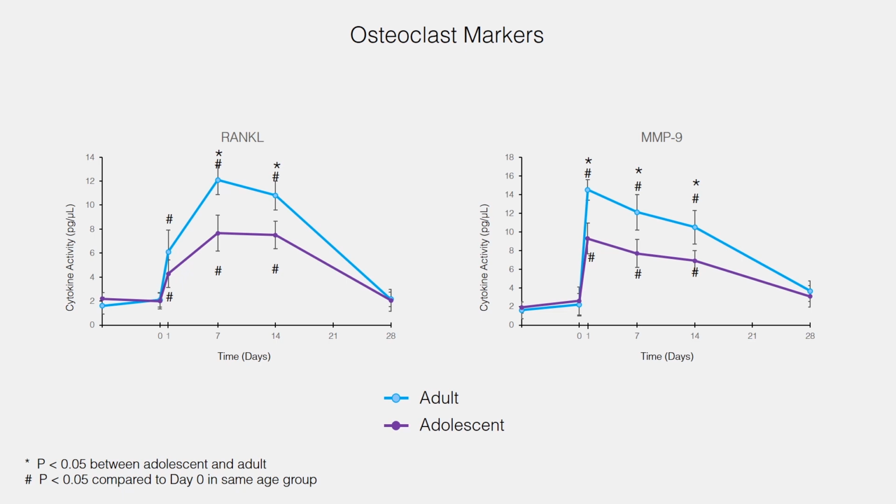We found a similar pattern of expression for the osteoclast markers, with adult patients showing higher levels of RANK ligand and MMP9 expression. What happens to tooth movement? Which group do we expect to show more movement, adults or the adolescent group?